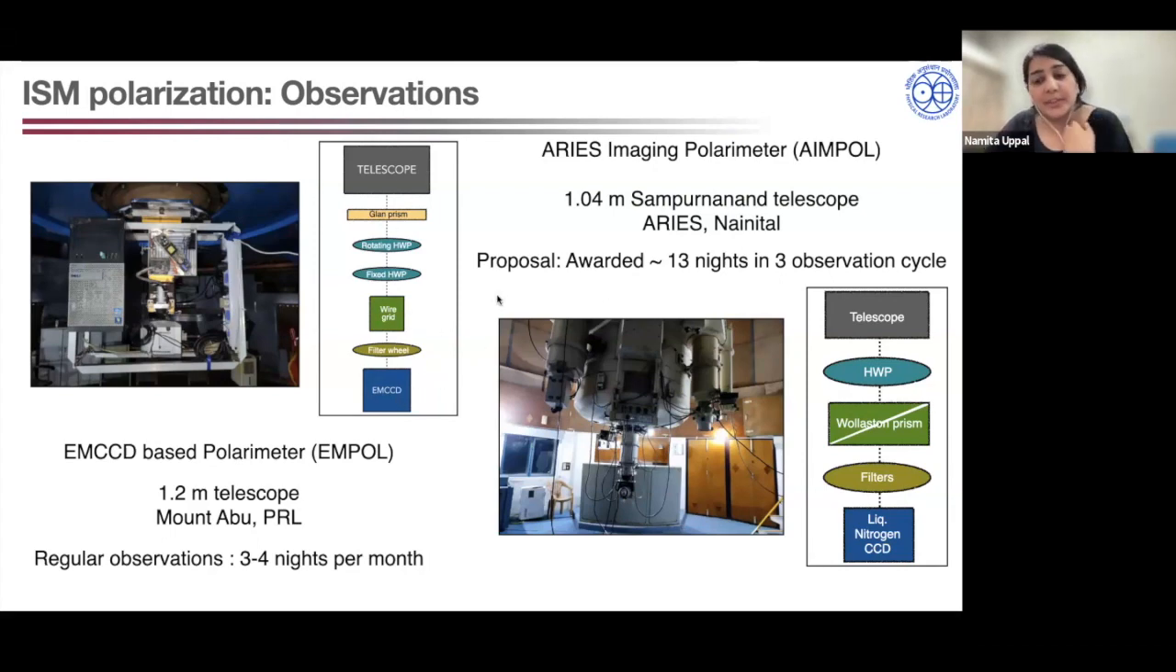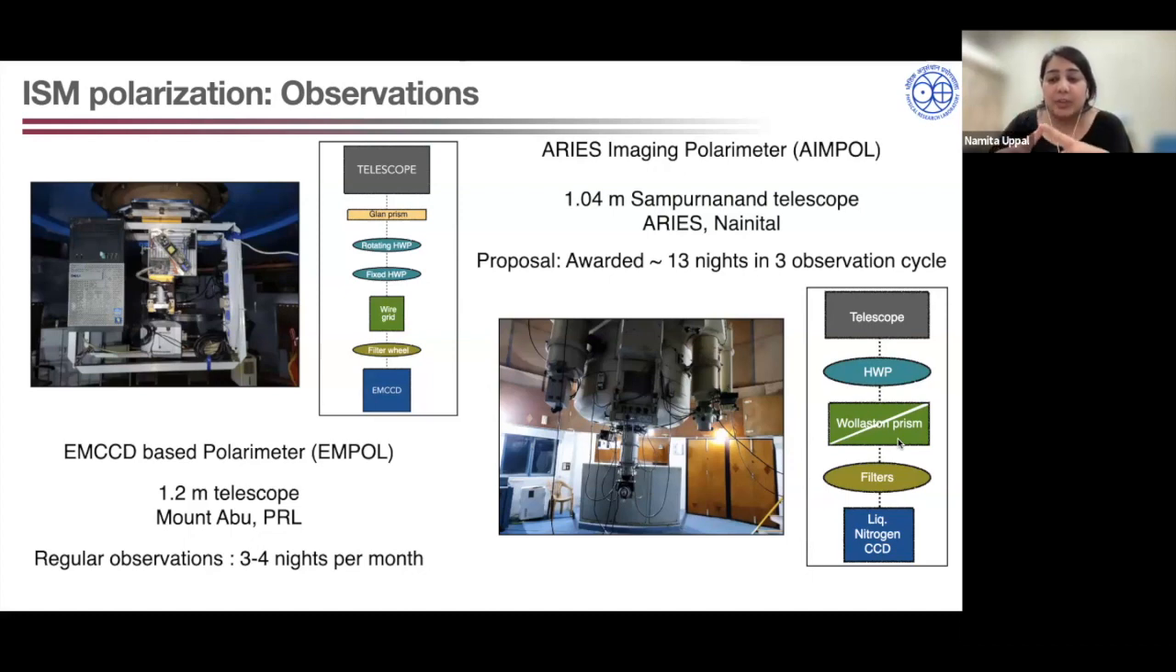And we also observed some clusters from another institute, that is ARIES, using the ARIES imaging polarimeter, we call it AIM-POL, and it is on the 1.04 meter Sampurnanand telescope. And for this we were awarded 13 nights in 3 observation cycles, and this is the image of that instrument. And here this is the optical layout, but instead of the wire grid, which we are using in EM-POL, there is a Wollaston prism. So it splits the light into orthogonally polarized waves, so E ray and O ray.